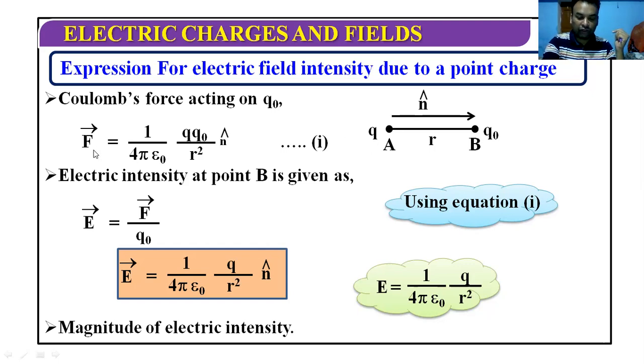So first we will find out the Coulomb force between these two charges. F is equal to 1 upon 4 pi epsilon naught, Q naught upon R square, and the unit vector. Because force is a vector, we will take a unit vector in this expression. Now electric field is equal to force upon test charge. Q naught is cancelled by this Q naught. So the final equation is this. And in terms of the magnitude of the electric field, we just remove this unit vector from the right side, and finally we get the electric field intensity in magnitude form.